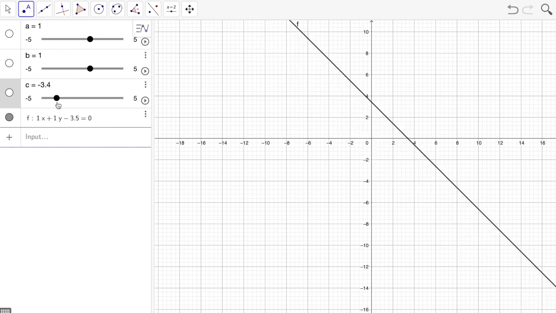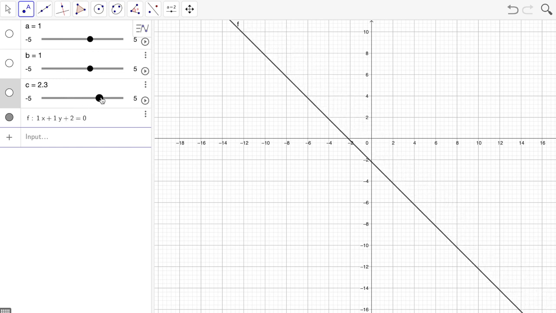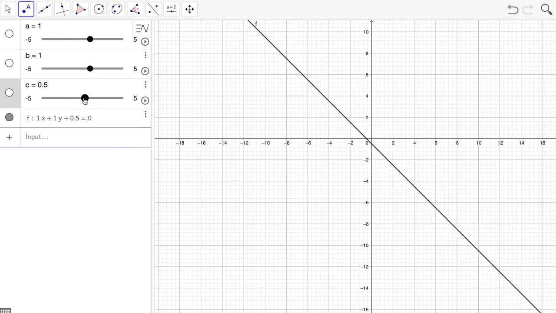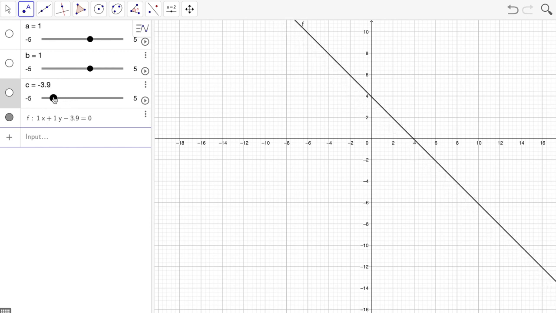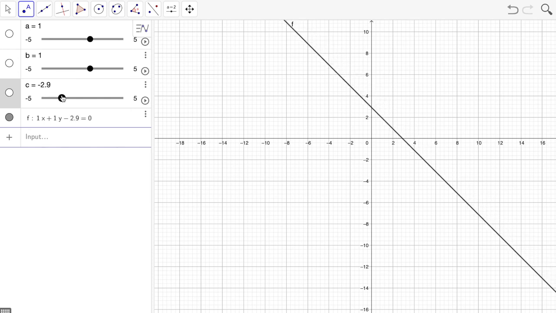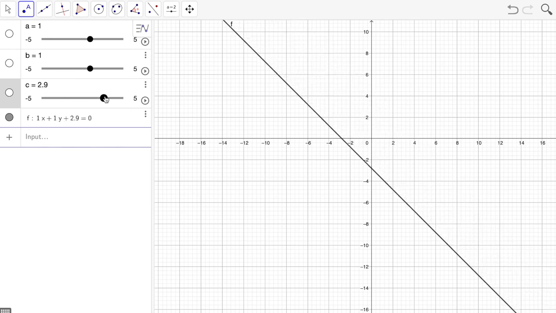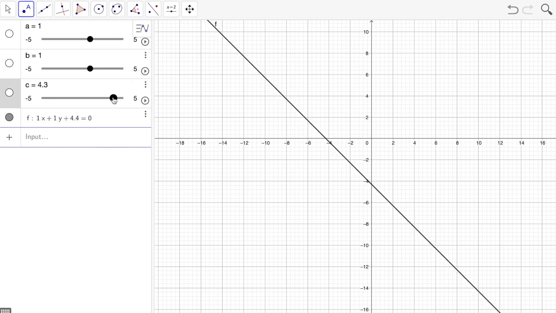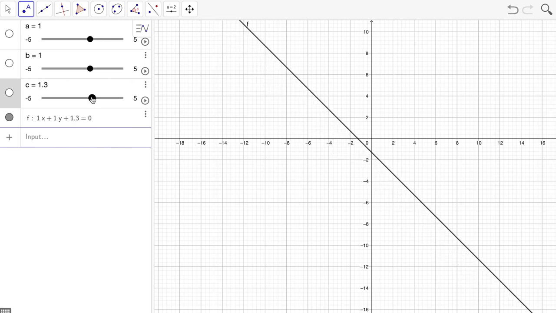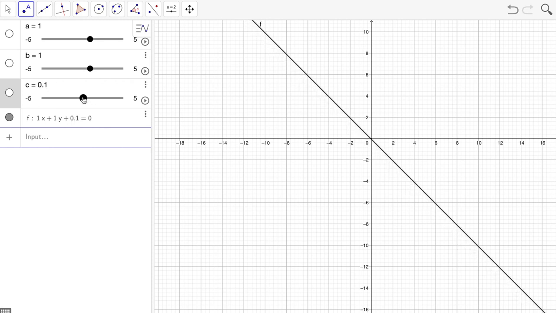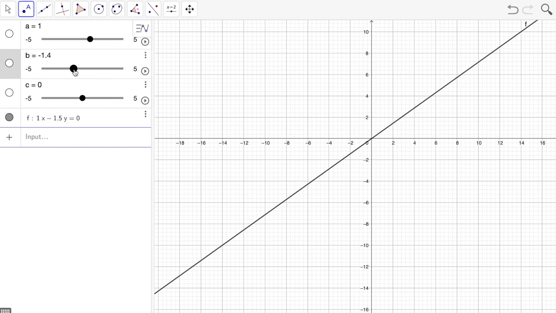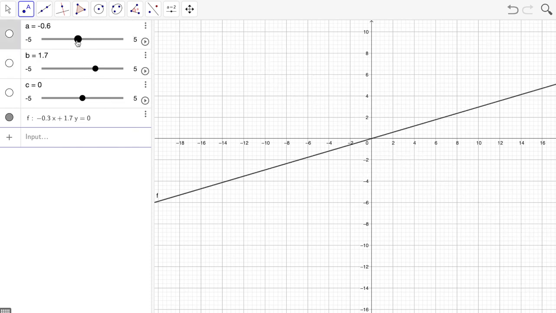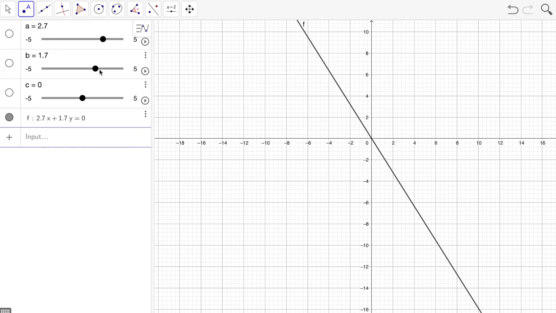If I increase the value of c, it is going leftwards, and if I decrease the value of c, it is going rightwards. Another way of looking at it is, if you decrease the value of c, it is going upwards, and if you increase the value of c, it is going downwards. One case I wanted to highlight is when c becomes 0. Now c is 0. In such a case, the line passes through the origin. Now if you keep changing the values of a and b, the line will always pass through the origin.